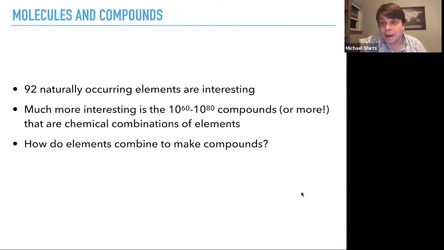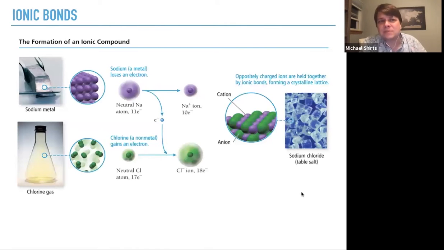So molecules and compounds. In the previous chapters, we mostly talked about elements. Yeah, 92 naturally occurring elements. It's kind of interesting, but much more interesting are the astronomical number of compounds, 10 to the 60th to 10 to the 80th or more, depending on how you count them, that are chemical combinations of elements. So how do elements combine to make compounds? This is really going to be one of the core parts of the semester. Basically, there's two types of ways that elements will stick together to make compounds that are homogeneous at a macroscopic level.